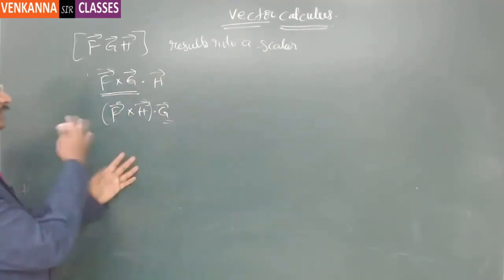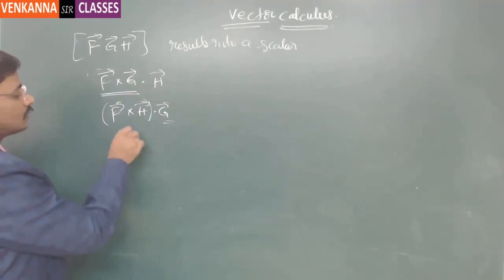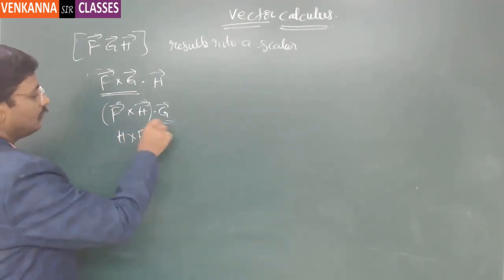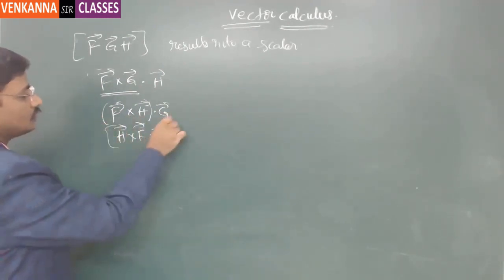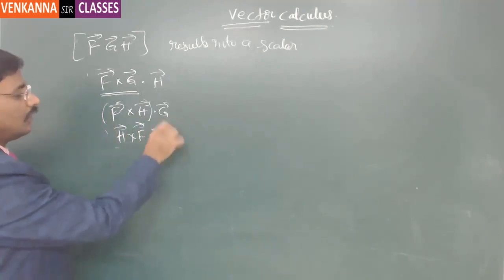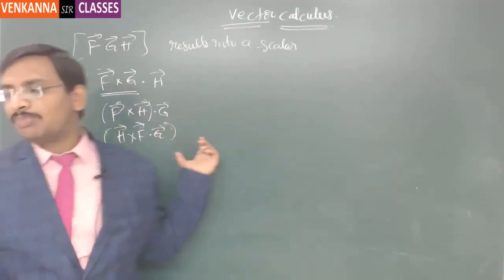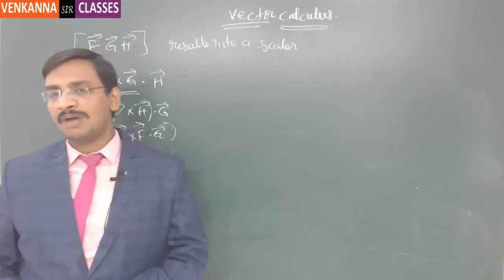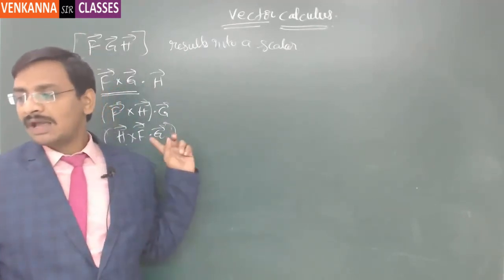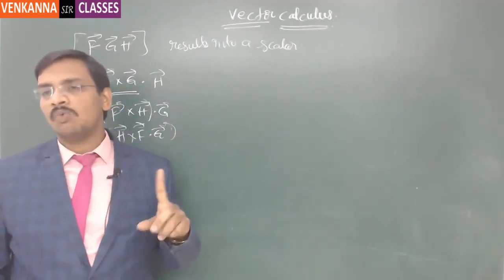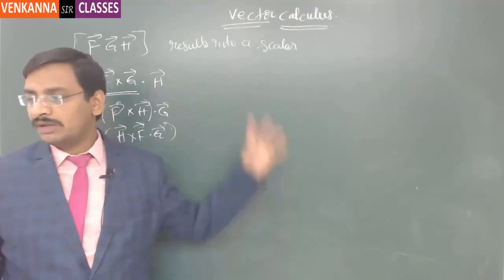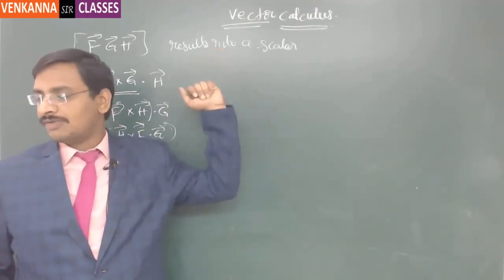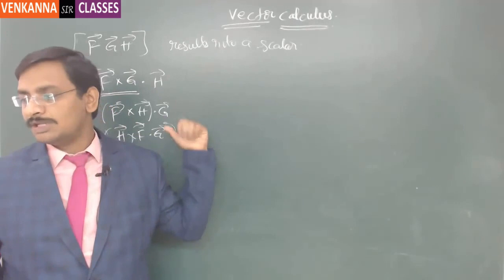Even if you change the order, that is, h cross f dot g, this also results in the same value. If these three represent three different sides of a parallelepiped, then this scalar triple product results in the volume of that parallelepiped. That's why that volume number is a scalar. So this is the fundamental principle behind this.